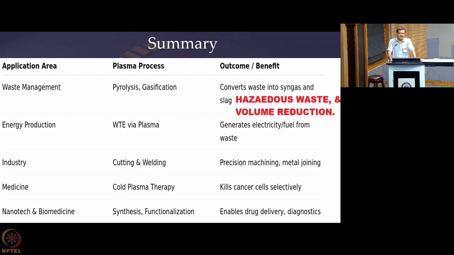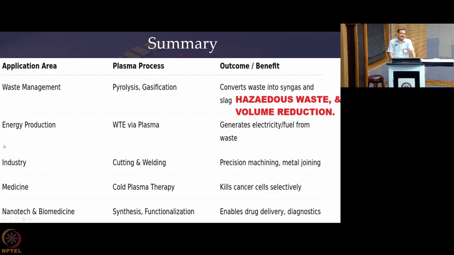So I summarize the items that we have covered. In the area of waste management, we are using pyrolysis and gasification. Mostly, the outcome is waste to syngas, sometimes slags we are getting, and hazardous waste and volume reduction are some of the primary objectives.